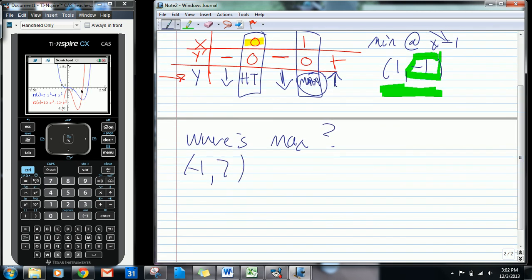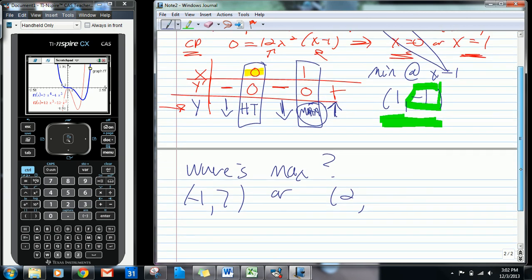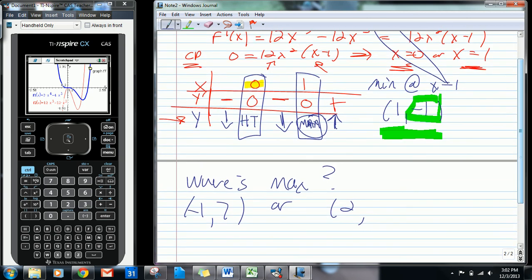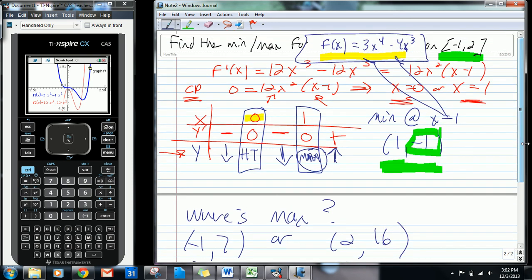Right? I'm going to compare that to what I get when I plug in a 2. And when I plug in the other endpoint, right? So we're going from negative 1 to 2. Here's one endpoint. Here's the other endpoint. When I plug in positive 2 into the function, I get a y value of 16. My positive 2 is going in for the same x to that function, 3x to the 4th minus 4x cubed. Right? So here around is negative 1, 7. Way up here is a point 2, 16. And my other minimum value, my only minimum value really, is 1 comma negative 1.